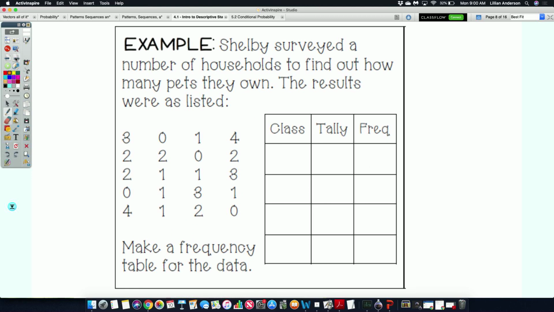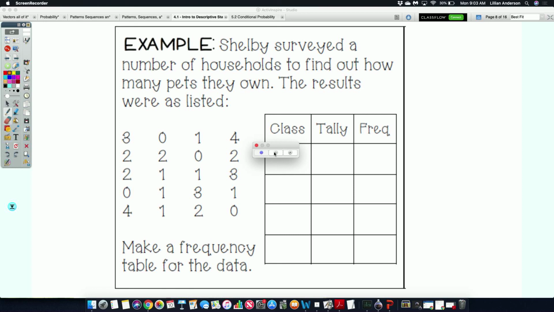This is how you go through and create frequency tables. Here I'm going to let you create your own classes, your own frequency table, for this data. In this particular one, Shelby surveyed a number of households to find out how many pets they owned. Now real quick, was this data discrete or continuous? Discrete. Very good. I'm going to try to circle back through some of the things we talked about in this period as we deal with a few other things.